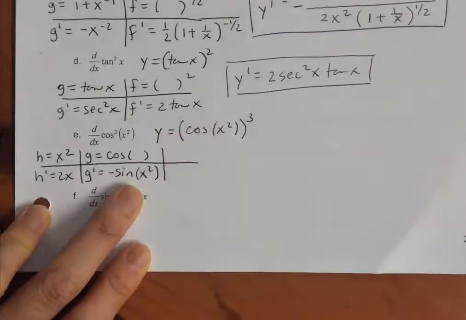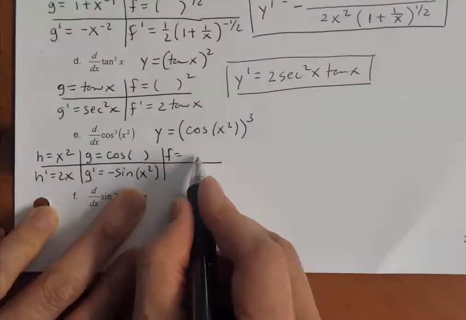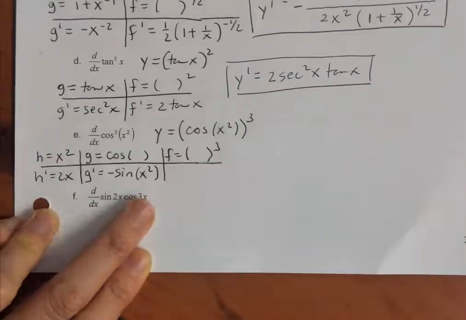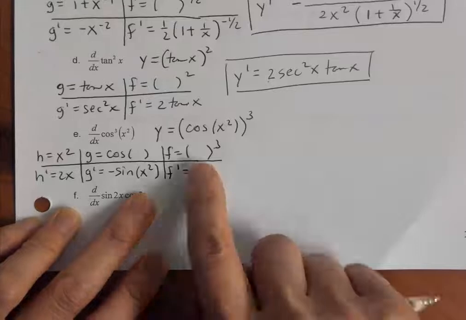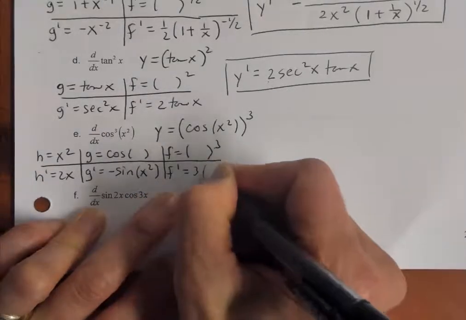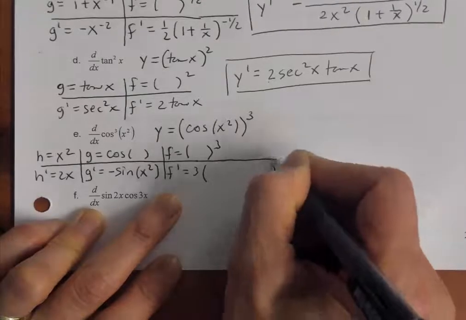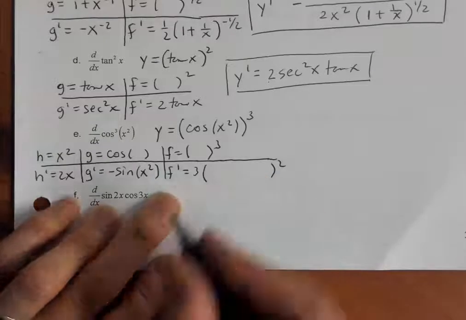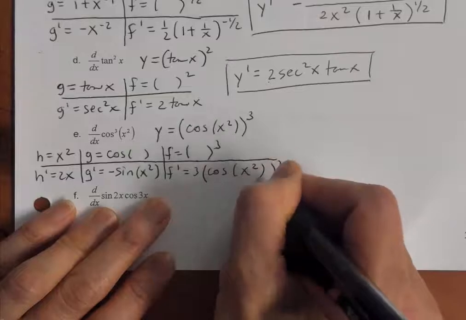And then my final one should be my f. So f equals, what would the final thing be? Yep, something cubed. So then f prime equals, now you have to make this next one pretty long because it's going to be 3 times something to the what? Second. Now what do you put in here? Yes, exactly. Cosine of x squared. Yep, just like that.